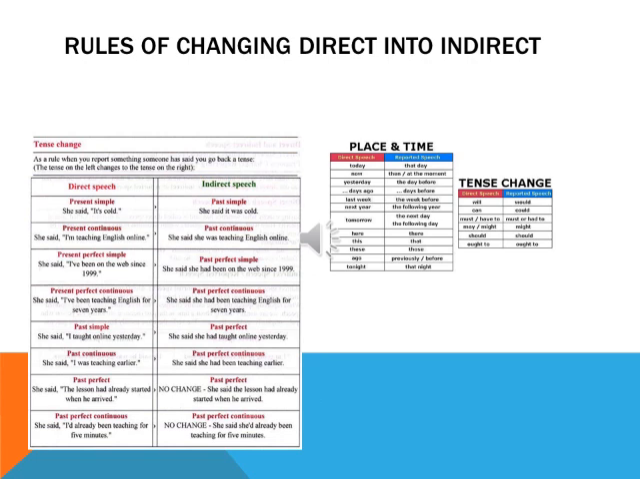In this last slide, we have the changing of direct speech into indirect speech according to the tenses, place, and time. In this chart, we understand direct speech, the tense form of direct speech and the tense form of indirect speech, and the place indicating words change into indirect speech, and the tense words are also changed here.